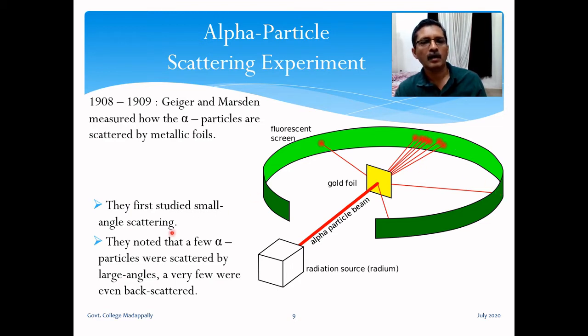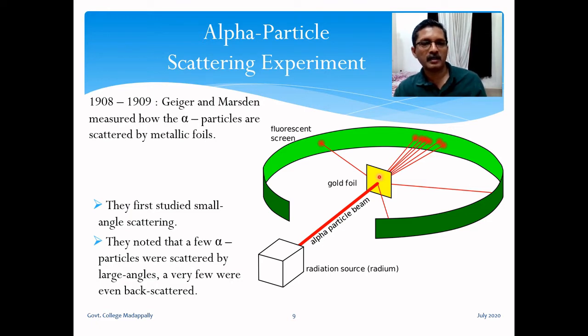Now they first studied small angle scattering. Small angle scattering means if this is the incident beam, and if there is no scattering, the beam goes straight like this. The deviation from the incident direction is the scattering angle. So these are small angle scattering. The scattering angle is of the order of 1 degree, 2 degree, up to let us say 10 degree. So initially they studied this small angle scattering.